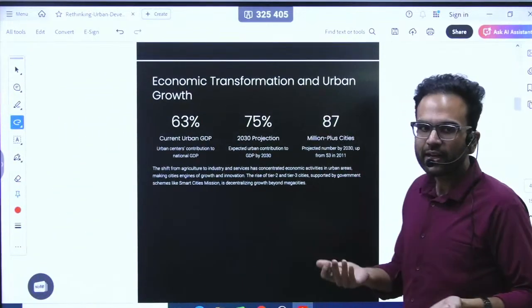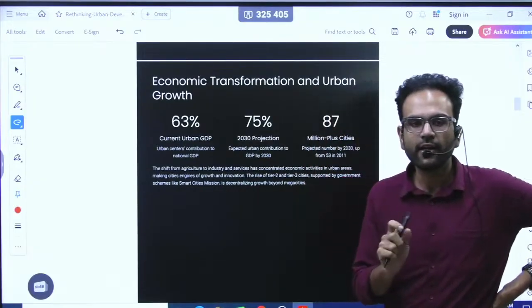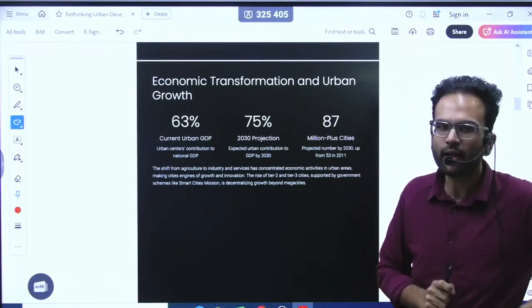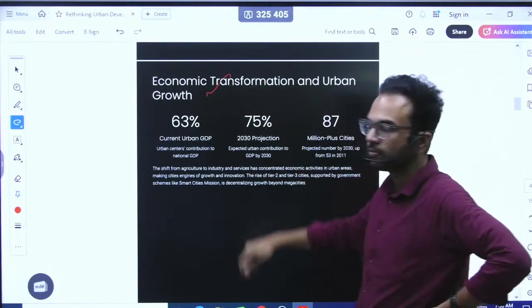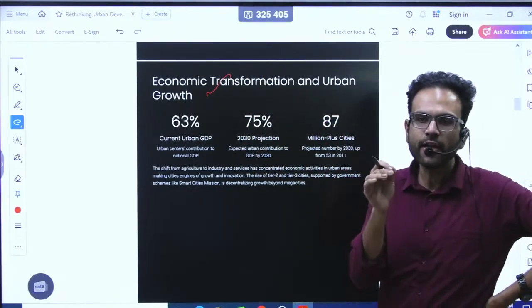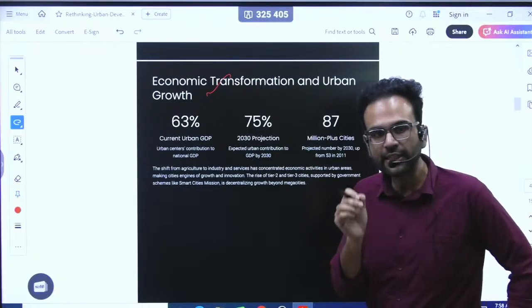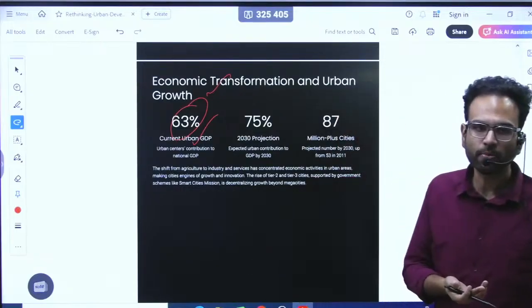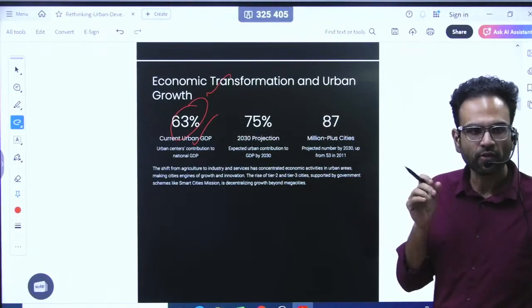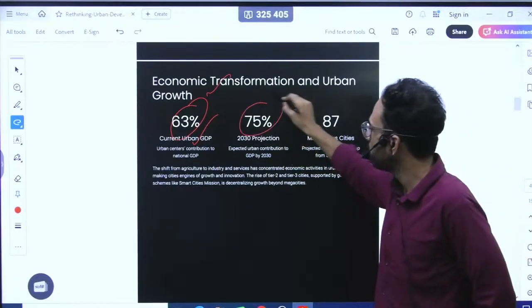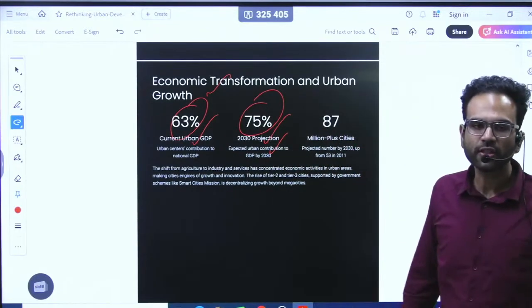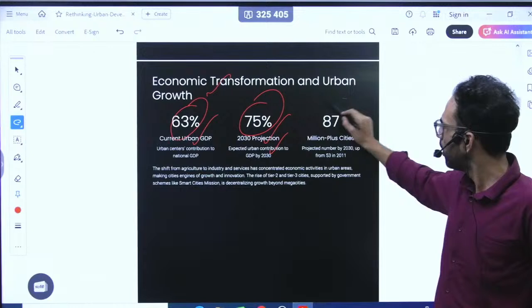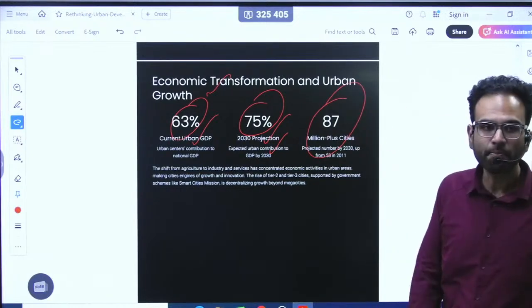If you want to translate your understanding into scores, the first thing you need to know in GS3 is data. What is the data saying? You need to substantiate your claims with data and mention the sources as well. 63%, that's the current percentage of GDP contribution to the Indian economy from the cities. And by 2030, the projections are 75%. You have 87 million plus cities.